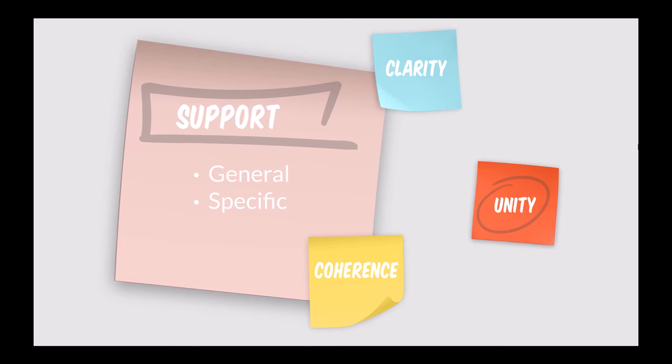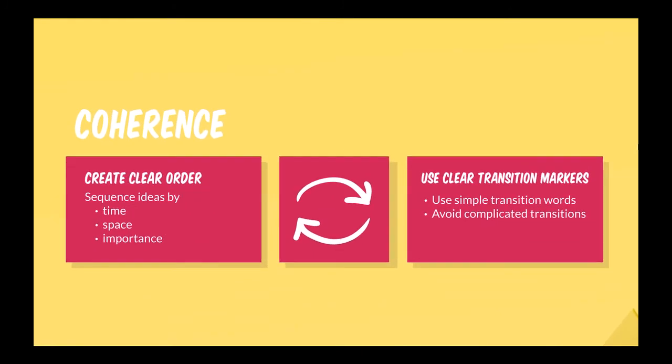we are paying attention to coherence, unity, and clarity. Coherence creates order in our essay. We create coherence by following sequence. When you write an essay, are you following time sequence, space sequence, or importance? When you create coherence, you can use clear transition markers. When you use transitions, use simple transition words and avoid complicated transitions.